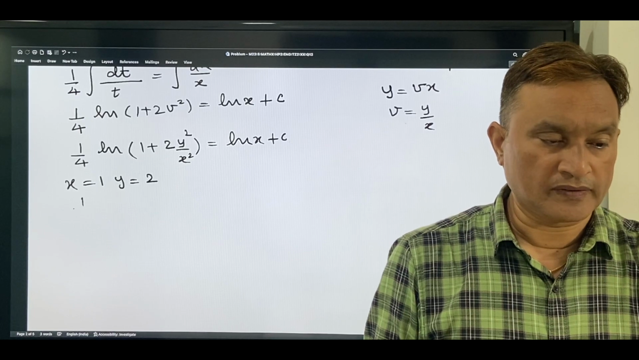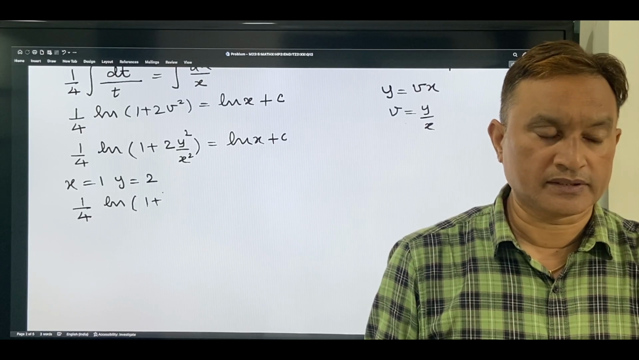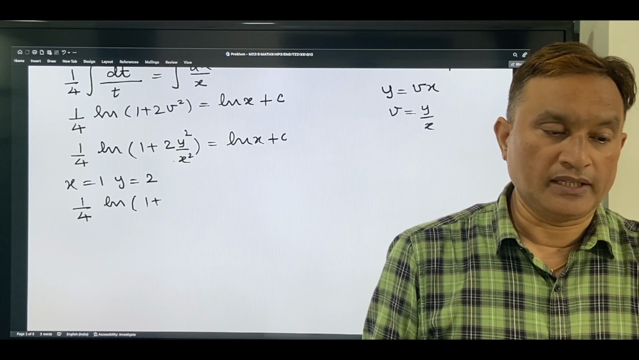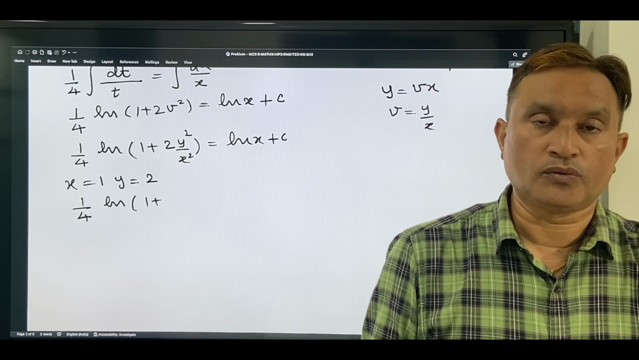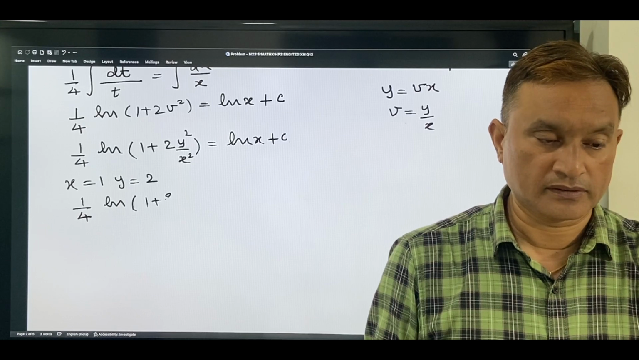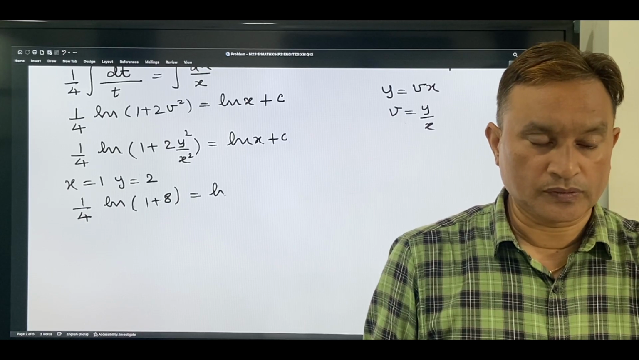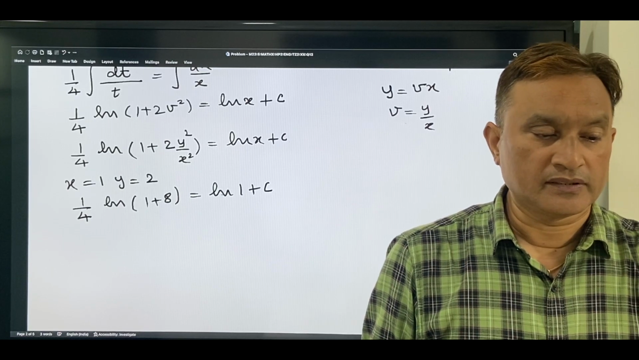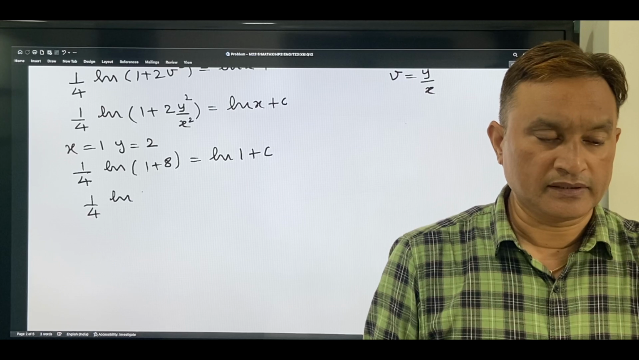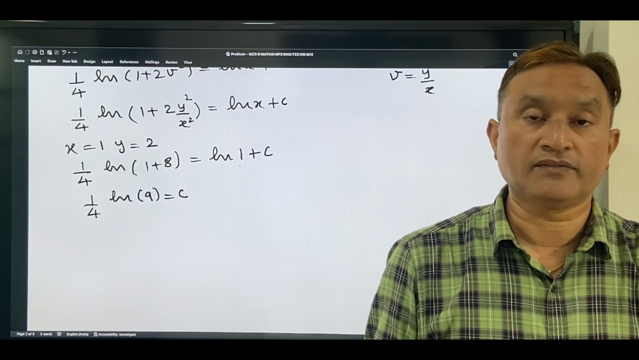So we will write here 1 by 4 ln (1 plus, now in place of y I will use here 2. So 2 square is 4, 4 into 2 is 8, and denominator would be 1) equals ln 1 plus c. So we will be getting 1 by 4 ln 9 equals c, as ln 1 is 0.